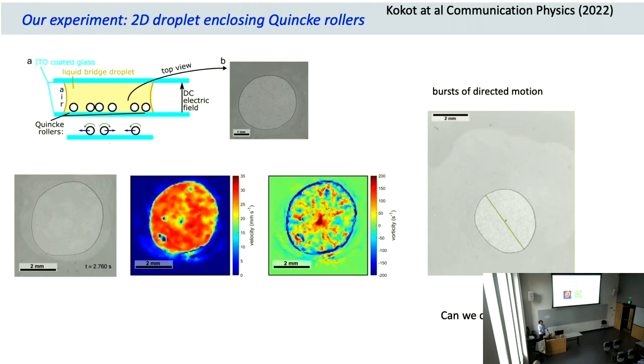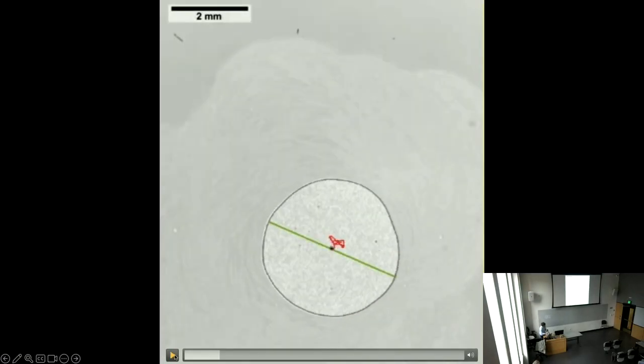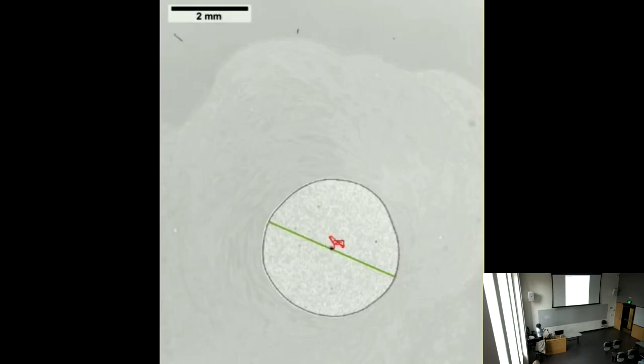The next question is: great, activity creates shape fluctuations, but nothing interesting is happening here. This thing is just wobbling in one place. What if we just crank up the activity, by increasing the field strength? Let me explain what we're seeing here. In this video, we track with the red line the center of mass of the droplet. The green line is just the maximum extension of the droplet.